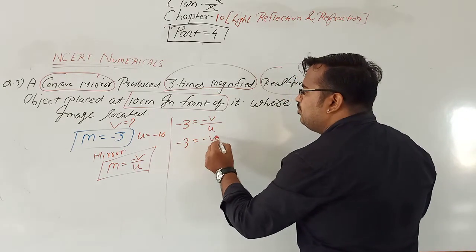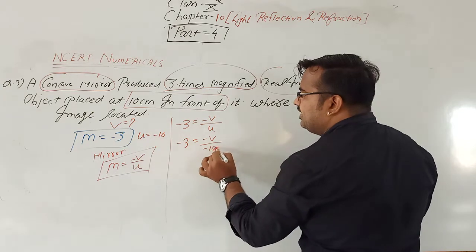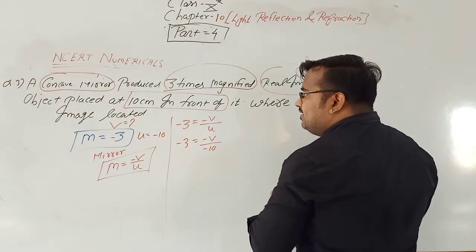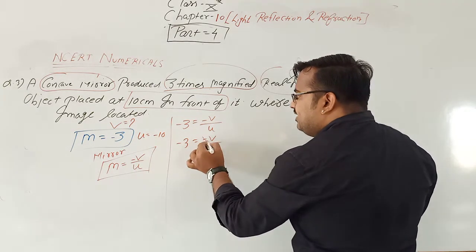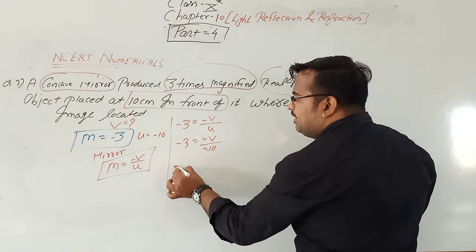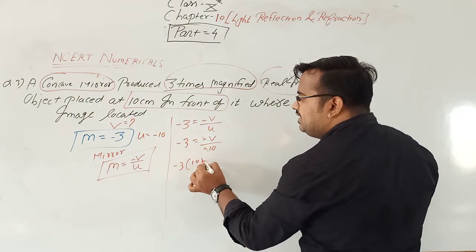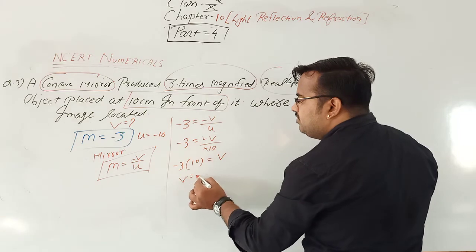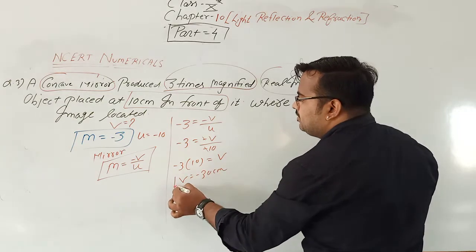Minus 3 is equal to minus V upon, what is U? Minus 10. Okay? Minus 10. So minus and minus cancel each other. So minus 3 and this 10 will multiply, and V is equal to minus 30 centimeter.